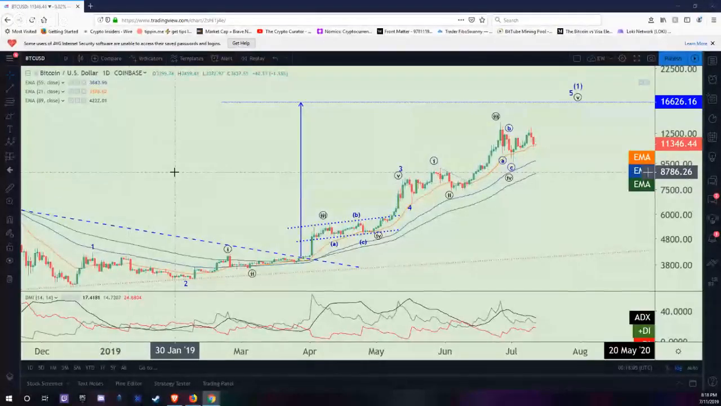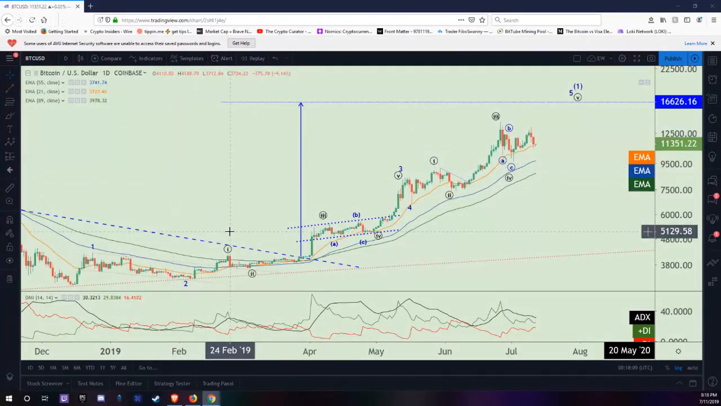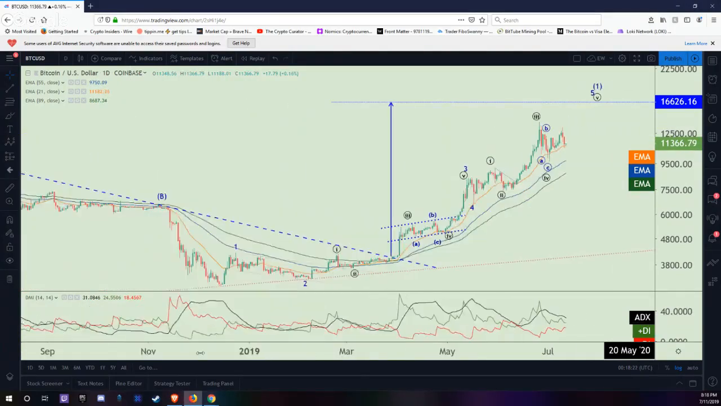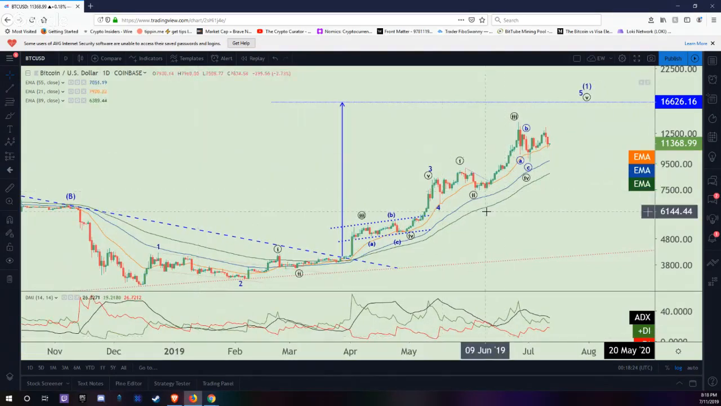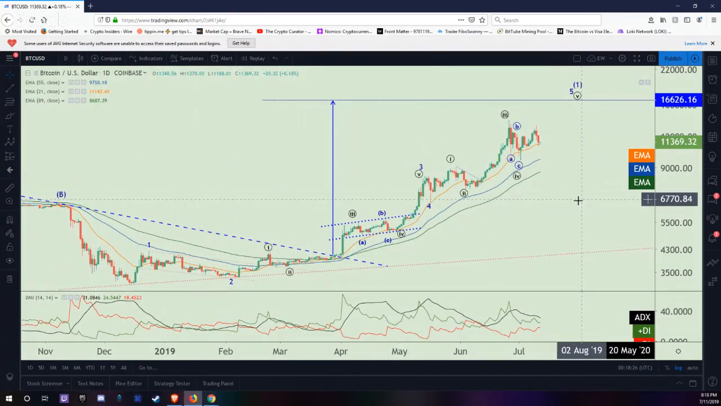Bitcoin daily chart against the dollar. I just got my Elliott wave pattern on here. This long arrow here is just an objective I thought we would see on the break of this trend line that I've been following. Everything else on here is pretty much the markings of Elliott wave.